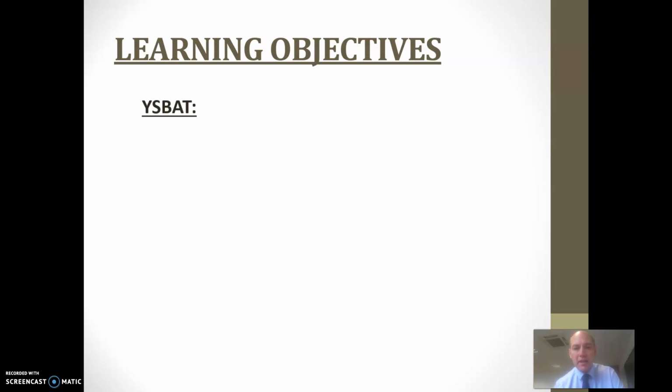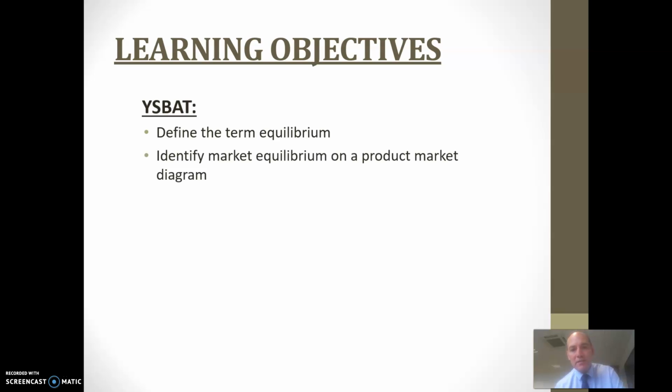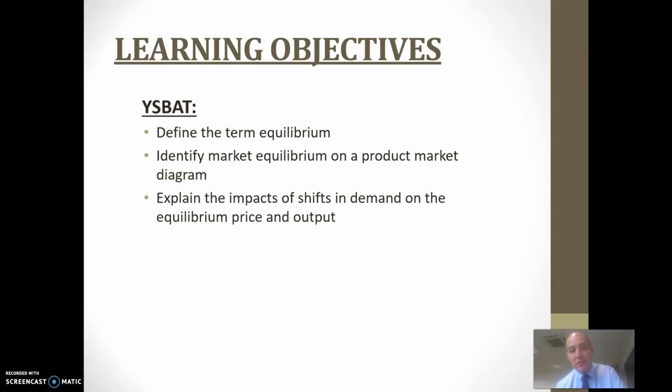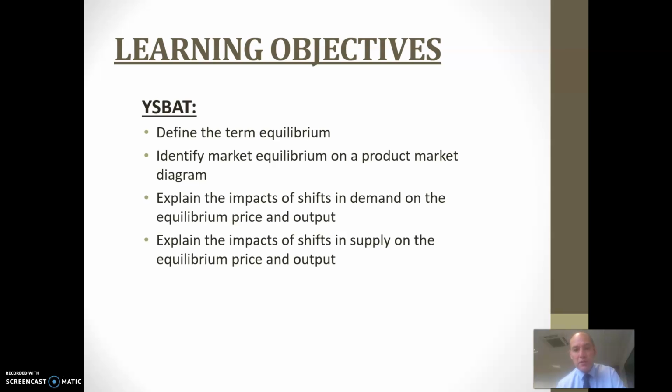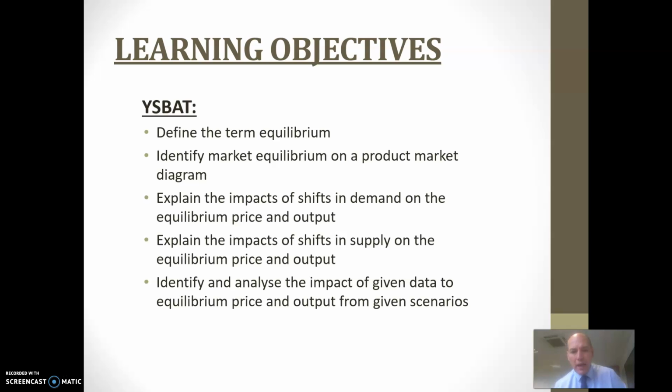Okay, in terms of learning objectives, the things that you should be able to do, we must be able to define the term equilibrium, identify equilibrium on a market diagram, explain the impacts of shifts in demand and also shifts in supply on equilibrium price and output. In addition to that, we're going to start to get to a situation where we can look at different scenarios. We get given data and we're going to have to be able to identify what's happened and then draw our own diagrams and analyze the impact on price and output from those different scenarios.